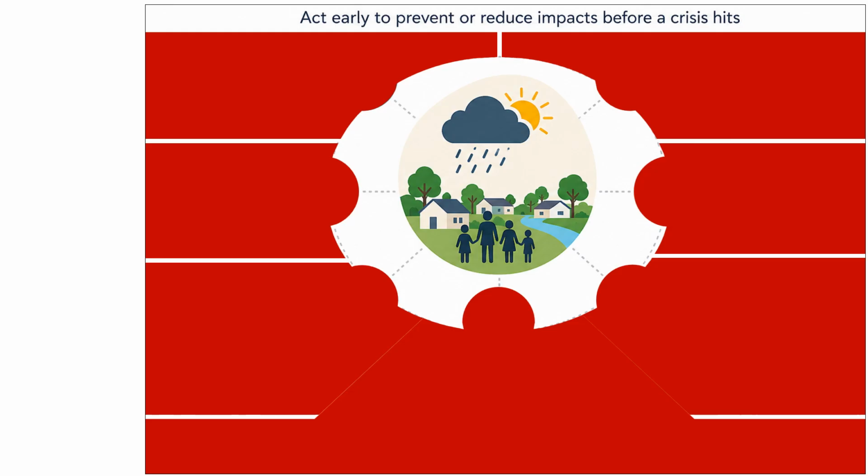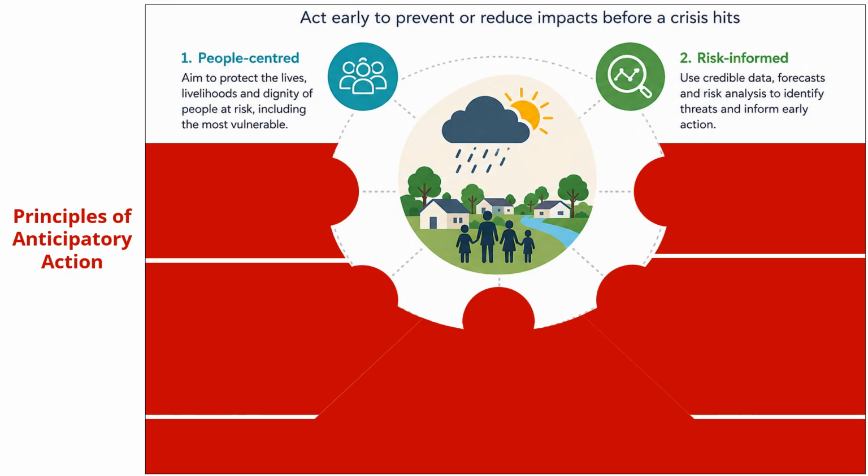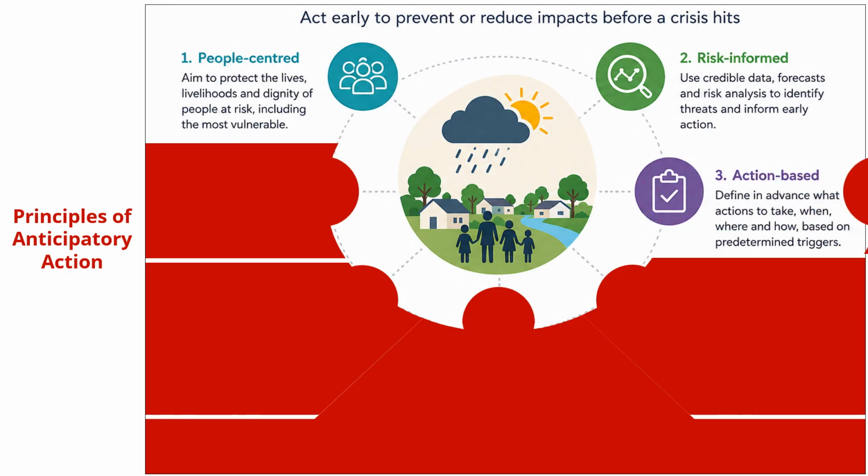The core idea behind anticipatory action is to act early to prevent or reduce impacts before a crisis hits. This rests on 7 principles. People-centered, aim to protect the lives, livelihoods, and dignity of people at risk, including the most vulnerable. Risk-informed, use credible data, forecasts, and risk analysis to identify threats and inform early action. Action-based, define in advance what actions to take, when, where, and how, based on predetermined triggers.